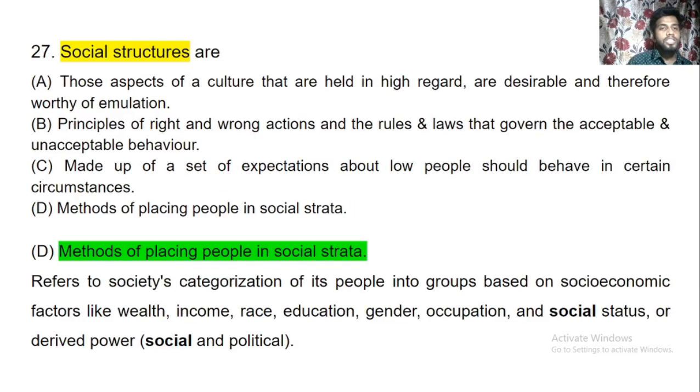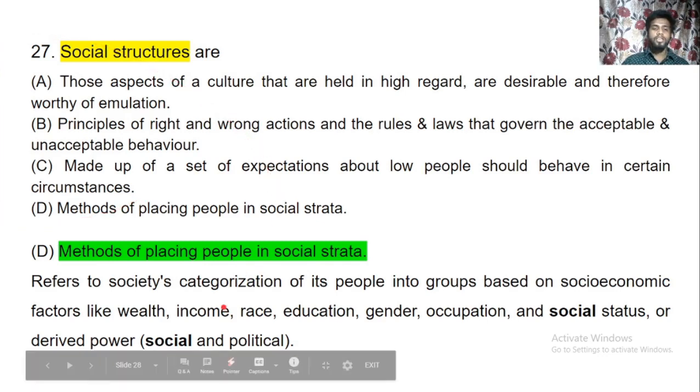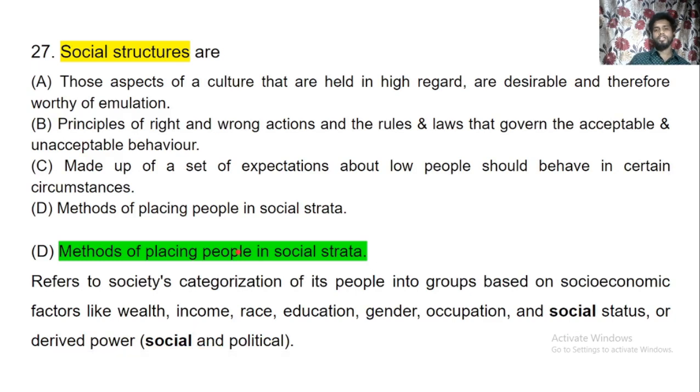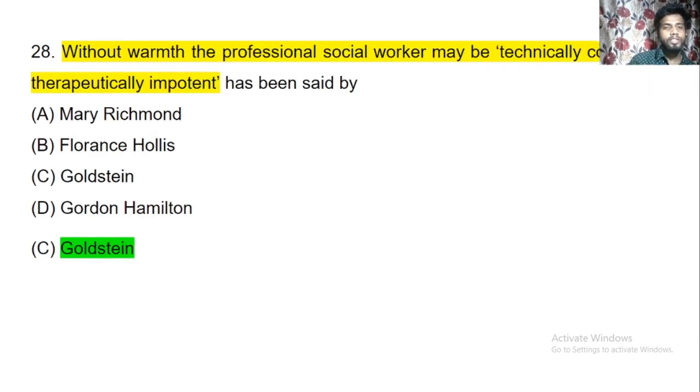Now, social structure is a method of placing people in social strata. It refers to a society's categorization of its people into groups based on socio-economic factors like wealth, income, race, education, gender, occupation, and social status, and derived power, that is social and political. So social structure is the method of placing people into social strata. Social strata means social group. Now this is called social structure.